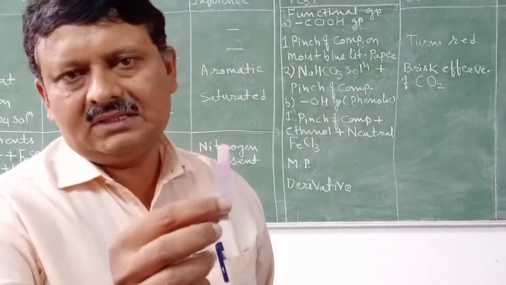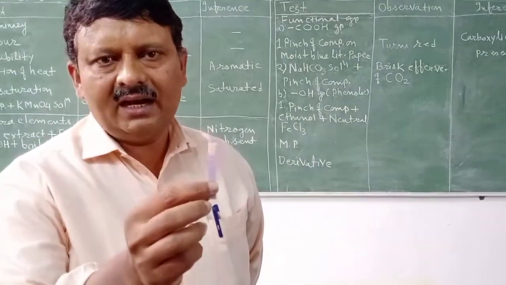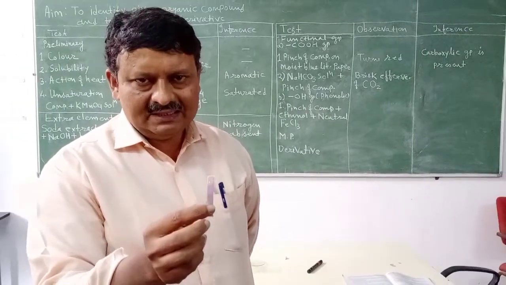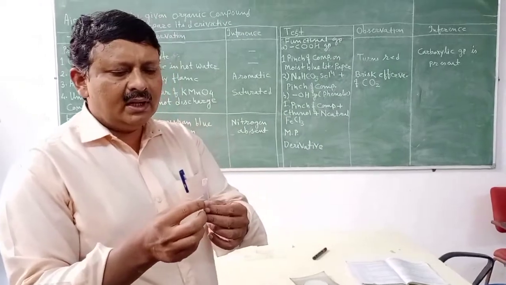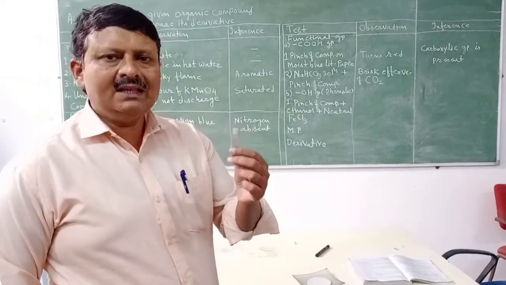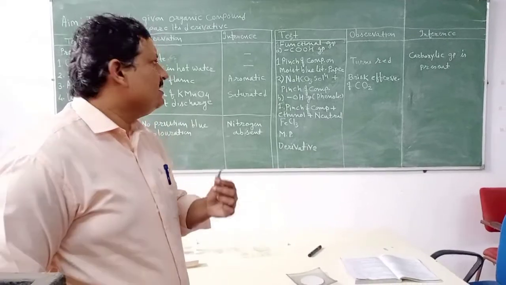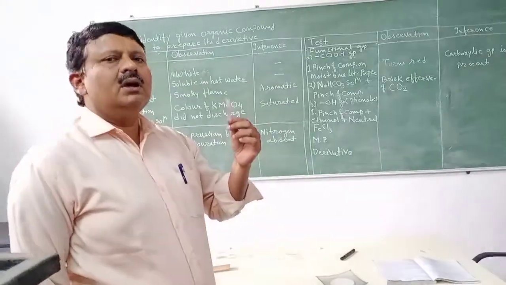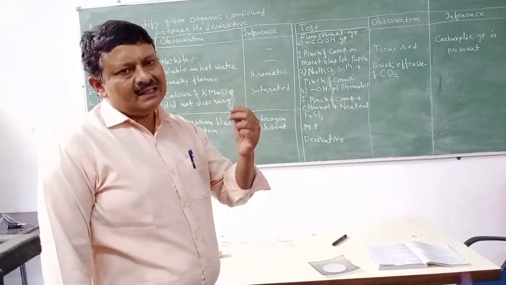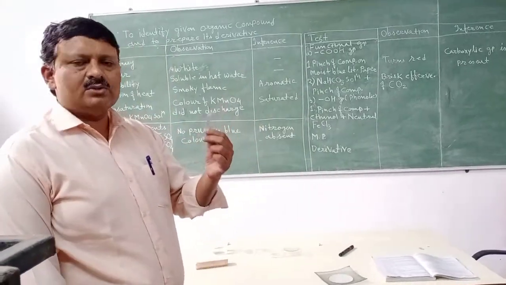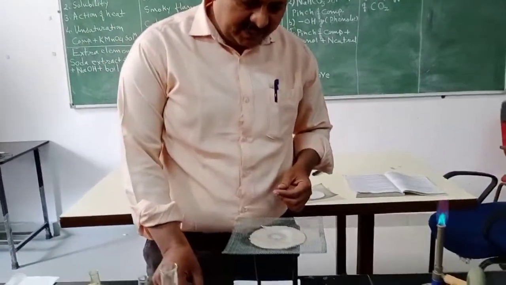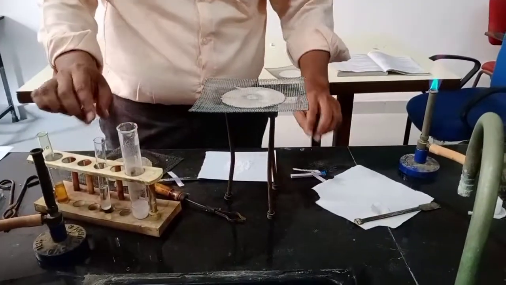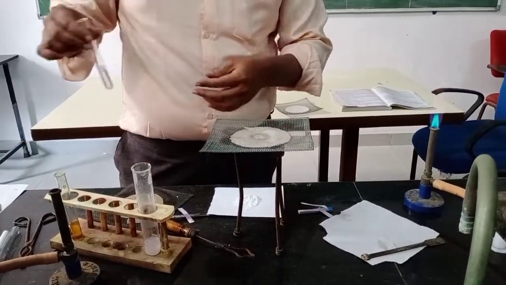When the blue litmus changes to red, it shows that the functional group present in this given unknown organic compound is carboxylic acid. There may also be the chance of a phenolic group, because if the phenolic group is present, then this test also shows positive. We have to confirm it again after this preliminary test, by using another test.